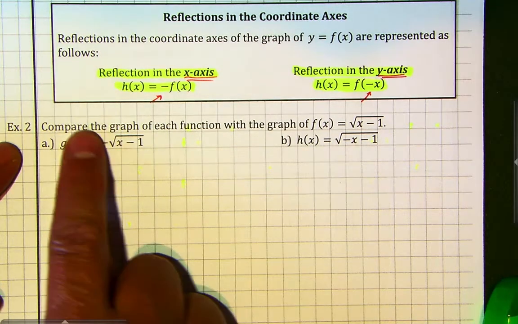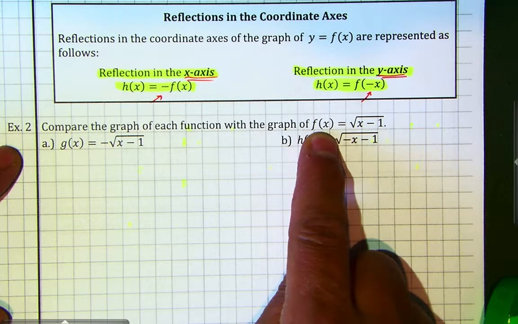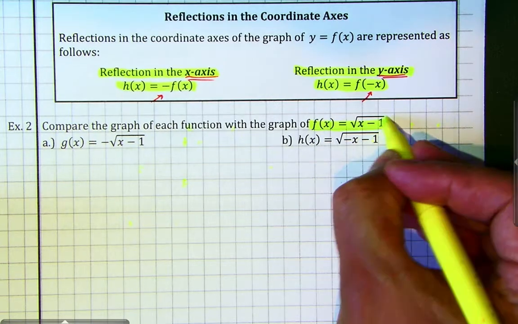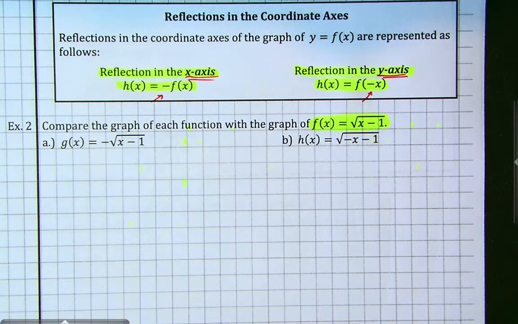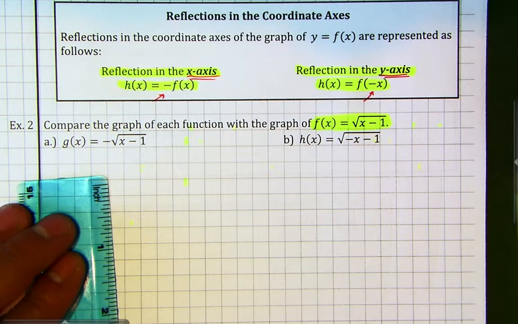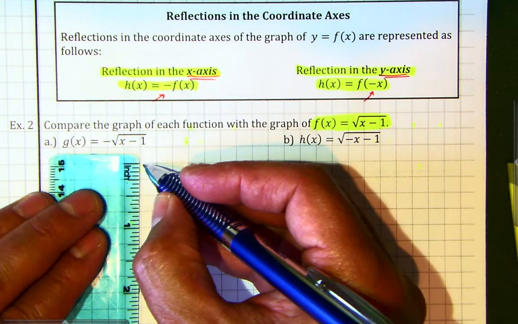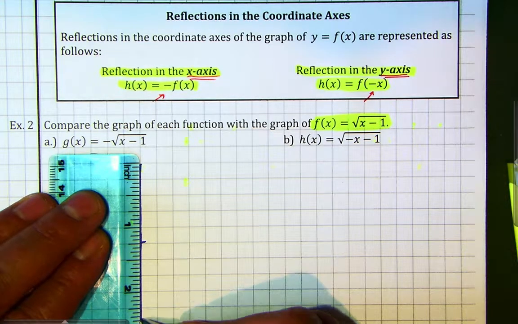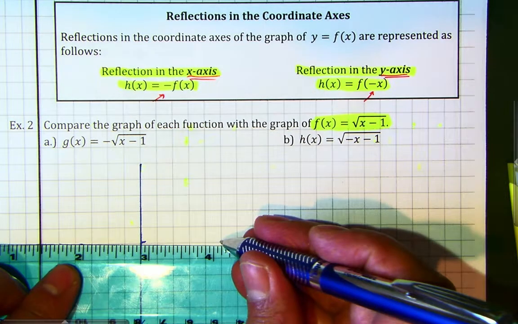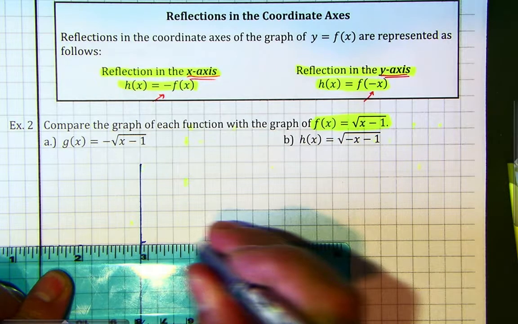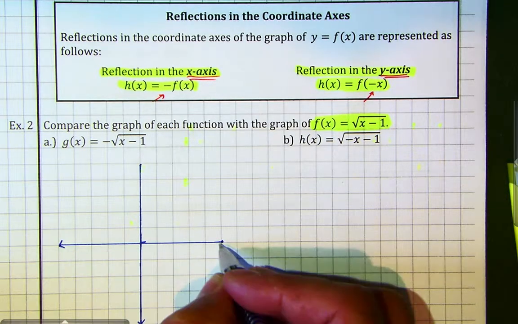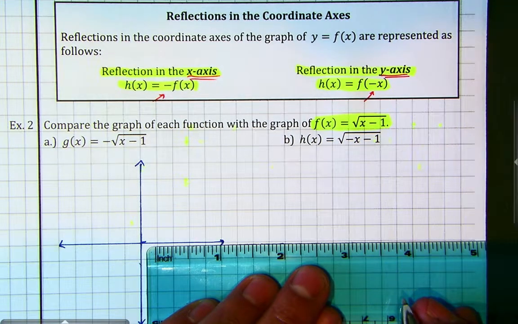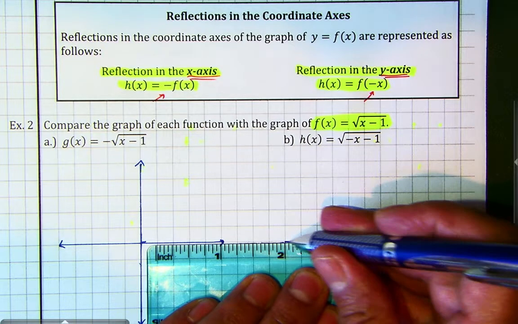So compare the graph of each function with the graph of f of x equals the square root of x minus 1. So let's go and make a quick graph. Let's do a 5 by 5. 2, 4, 5. 2, 4, 5. And let's do the same thing for the second graph, for the second problem.